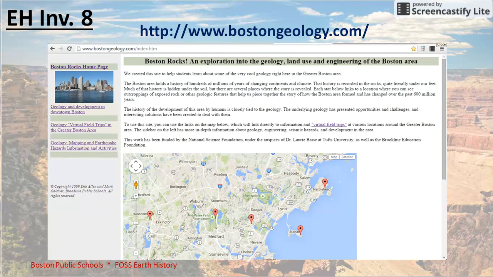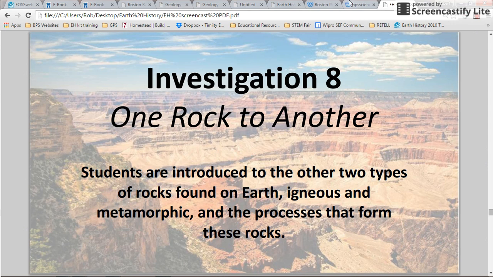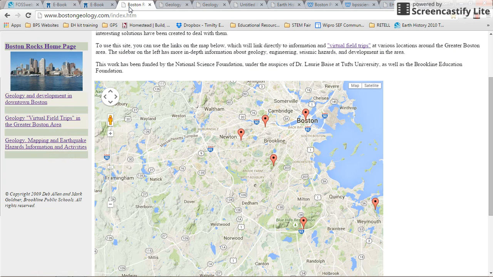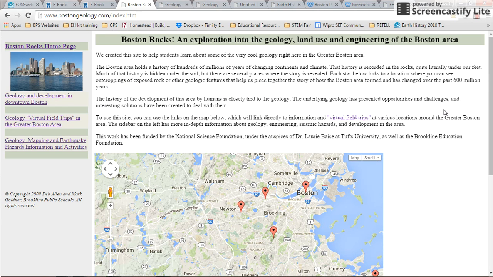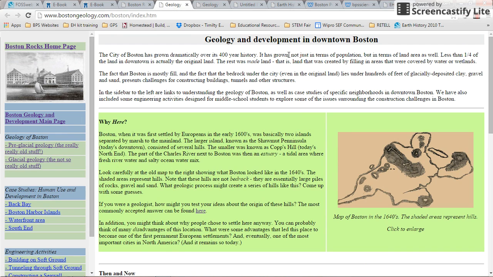This is another resource. It's a website called bostongeology.com. It was put together by some teachers in Brookline along with Tufts University. And it has a link to virtual field trips in the greater Boston area. You can click on these and they'll give you information or directions on how to get there, and talk about the types of rocks you can find. There is also information about geology and how it affected development of downtown Boston.